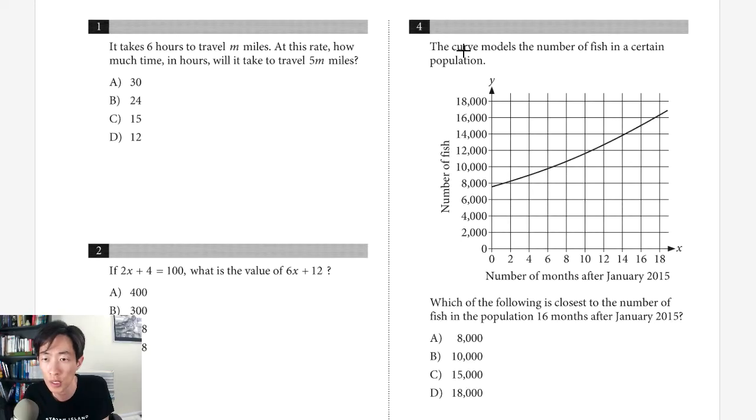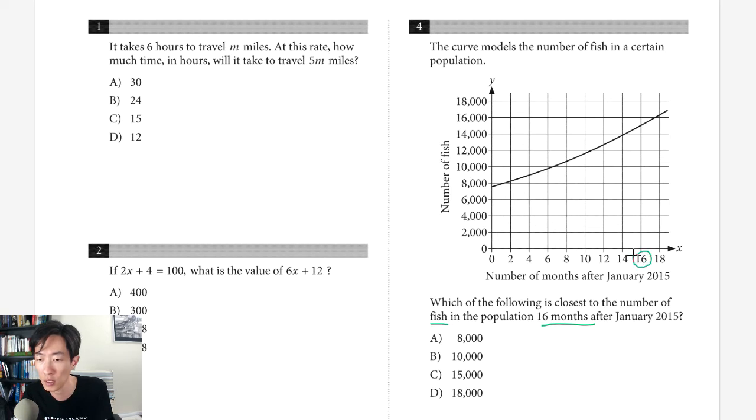Question 4, the curve models the number of fish in a certain population. We got number of fish here, number of months after January 2015. Which of the following is closest to the number of fish in the population 16 months after January 2015? So this is a very simple problem, because notice the x-axis is already the number of months after 2015. In other words, we don't have to calculate anything by months. So they just want to know how many fish were there 16 months.